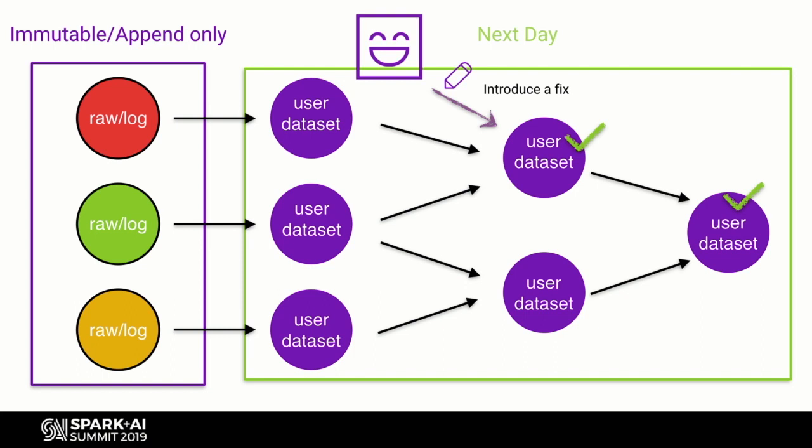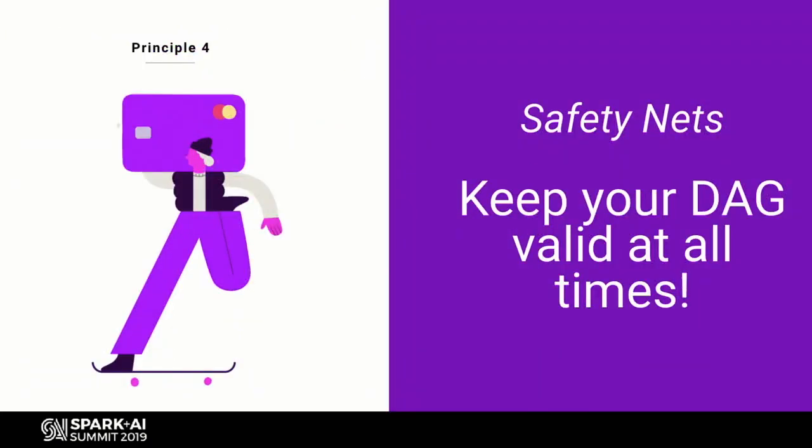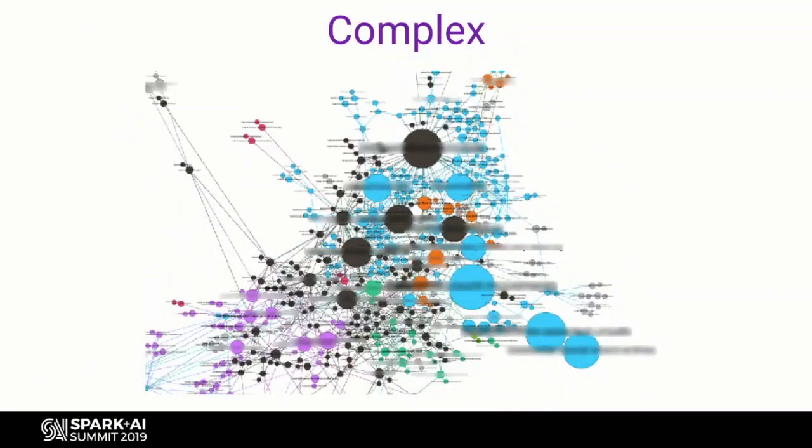But at least it's way easier to reason about the ETL. The next one is safety nets. Keep your DAG valid at all times. That's one old picture that we found that represents how our dependence DAG looks, which seems complex and hard to reason about.